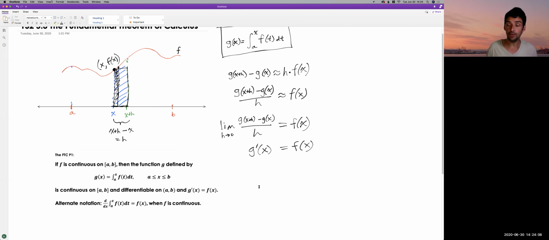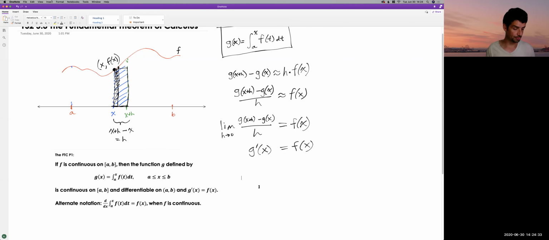So then g, we know, will be continuous on the closed interval AB and differentiable on the open interval AB, and its derivative is g prime of x is equal to f of x. Okay, so as long as f is continuous, then this g is going to be continuous on the interval and differentiable on the interior of the interval, everywhere but the endpoints.